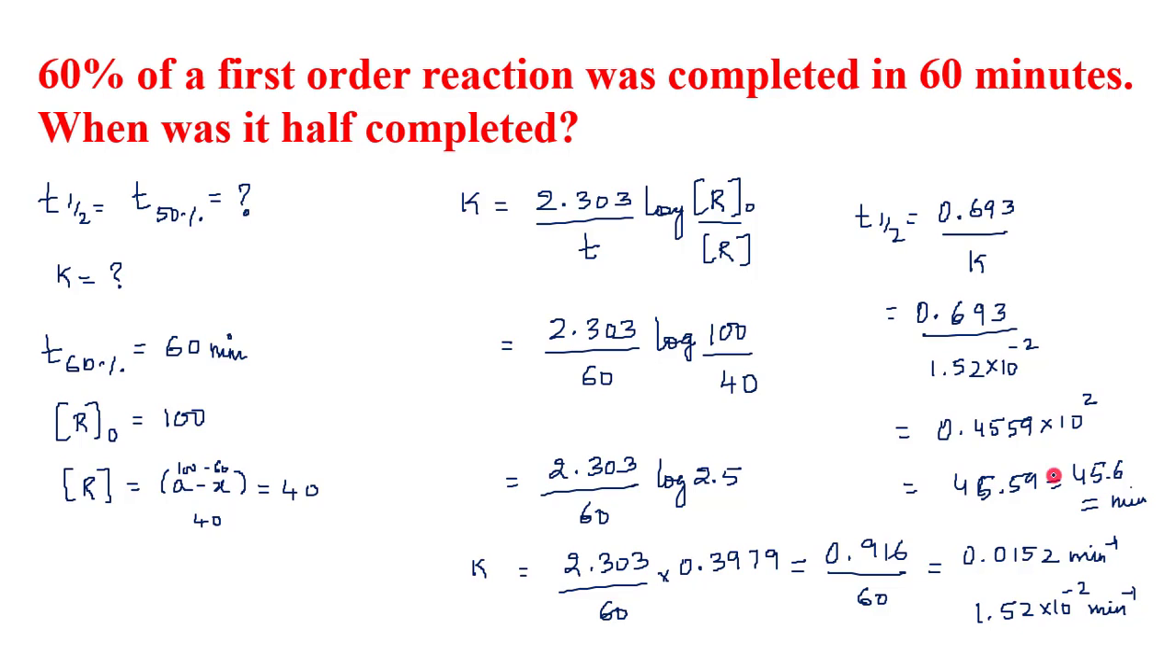Okay, so this is the way you have to solve. First you have to use the integrated rate equation to calculate the rate constant, then you can go with half-life. Okay, we will have one more question of the same type.